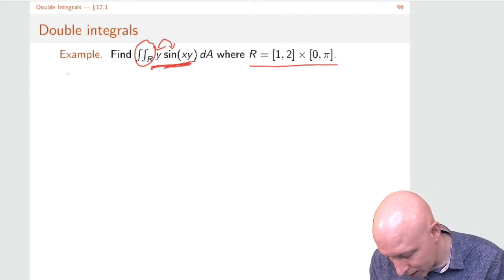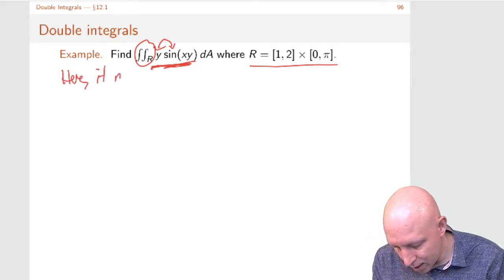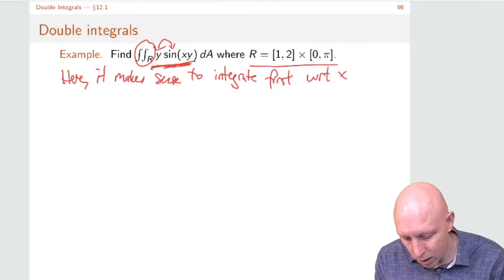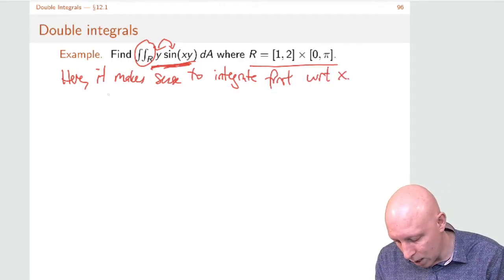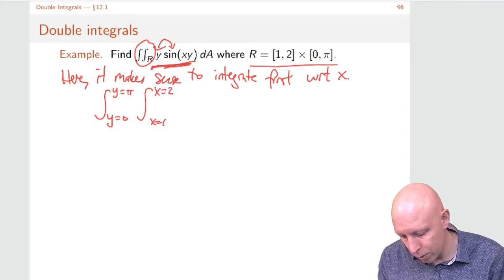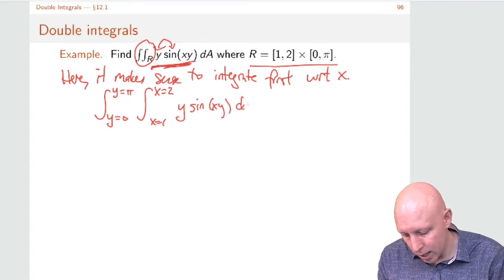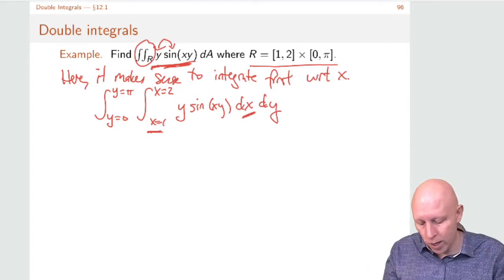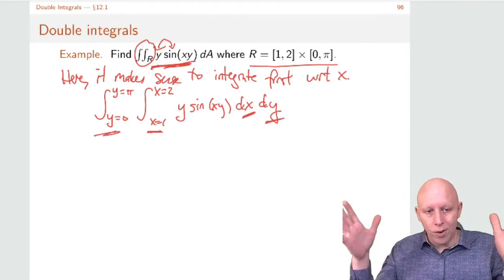All right, so here it makes sense to integrate first with respect to x. So we'll set this up. The integral from y equals 0 to y equals pi of the integral from x equals 1 to x equals 2 of y sine of xy dx dy. So remember, we're putting the dx first because that's the innermost integral to do. And then we're putting dy second because that's the outermost integral to do.